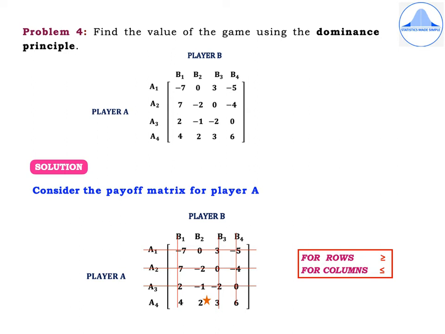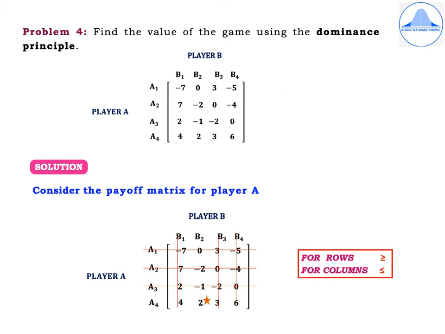Problem 4. Find the value of the game using the dominance principle. Player A has the strategies A1, A2, A3, A4 and player B's strategies are B1, B2, B3, B4. The payoffs corresponding to the strategy A1 are -7, 0, 3, -5. The payoffs corresponding to the strategy A2 are 7, -2, 0, -4. For strategy A3, the payoffs are 2, -1, -2, 0 and the payoffs for strategy A4 are 4, 2, 3 and 6. Solution: consider the payoff matrix for player A which is as given above.